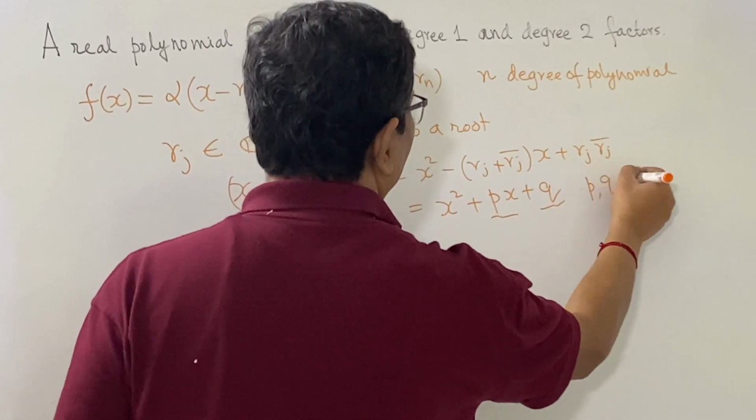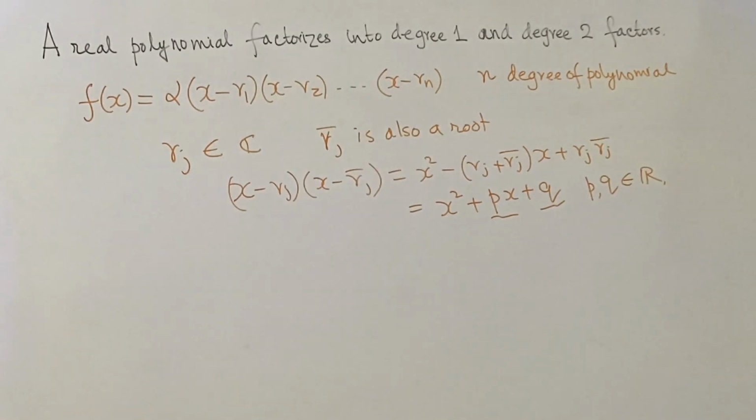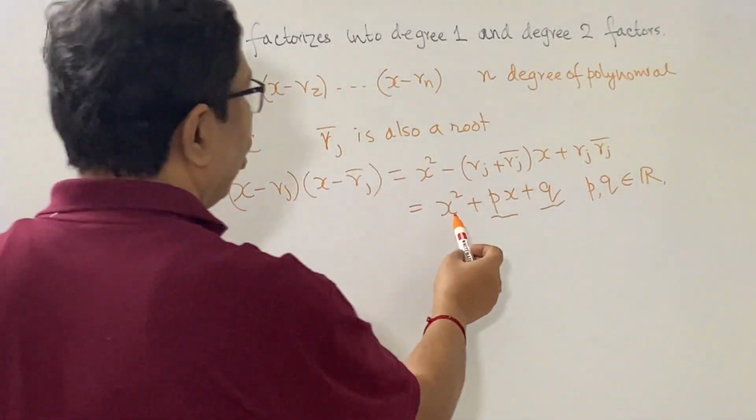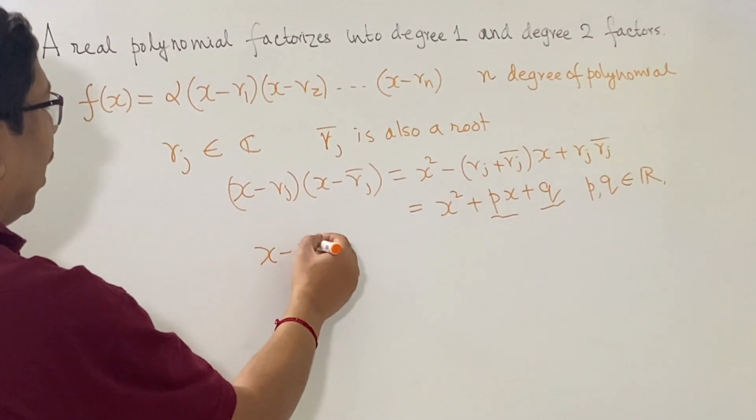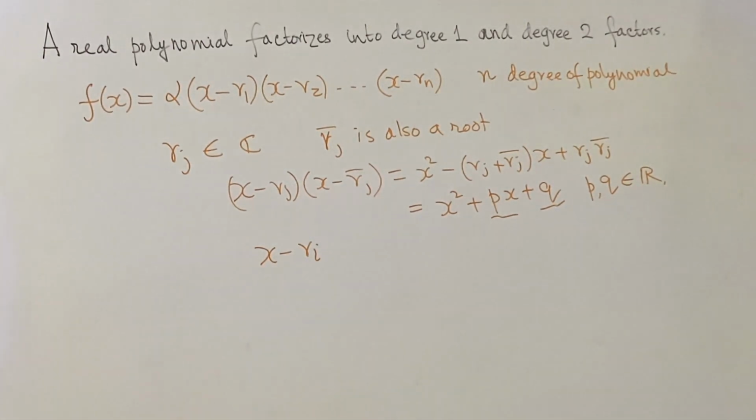q are real. So whenever we have a complex root, since its conjugate is also a root, we can combine them to get a factor of this kind, x square plus px plus q, which is a degree 2 factor. And whenever we have a real root, we will have a linear factor of the kind x minus r. So f(x) can be factorized into polynomials of degree 1 and degree 2.